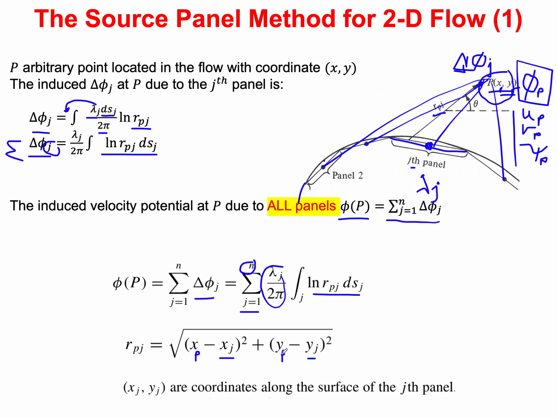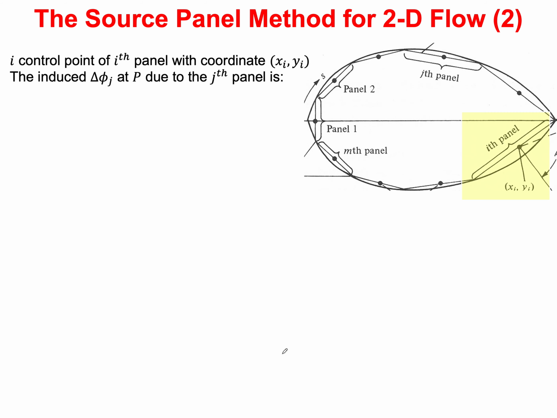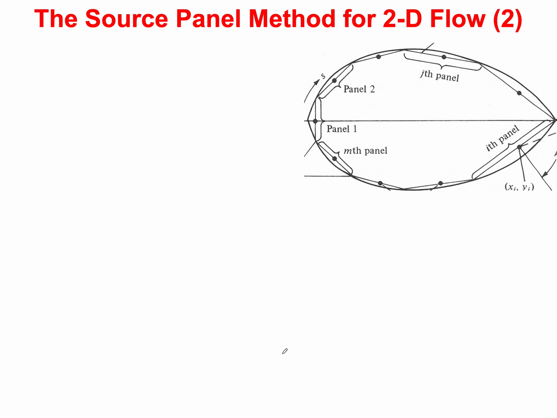Okay, so if I'm interested in what's happening in the free stream, if I want to know what the velocity potential at this free stream, or what the velocity in the free stream is, then that's all good and fine. But we still don't know what our lambdas are. So for that, why don't we find the lambdas first, and then we can compute whatever we want, where we want it.